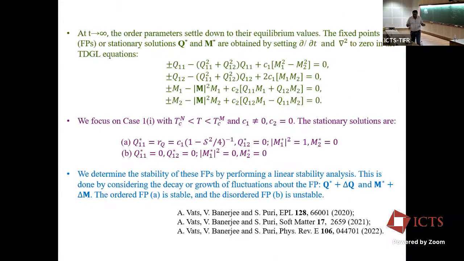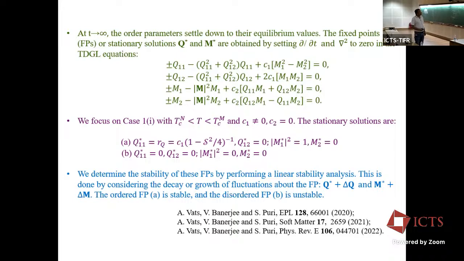Again, don't worry too much about the precise mathematical details. It's all very straightforward, the equations are just a little long. So that's the coupled equations which determine the fixed points. Though they look like ugly coupled equations, you can actually solve them exactly exploiting rotational invariance. And I'm going to focus on the case where the temperature is above the nematic critical temperature and below the magnetic critical temperature. And furthermore, C1 is not equal to 0 and C2 is equal to 0.